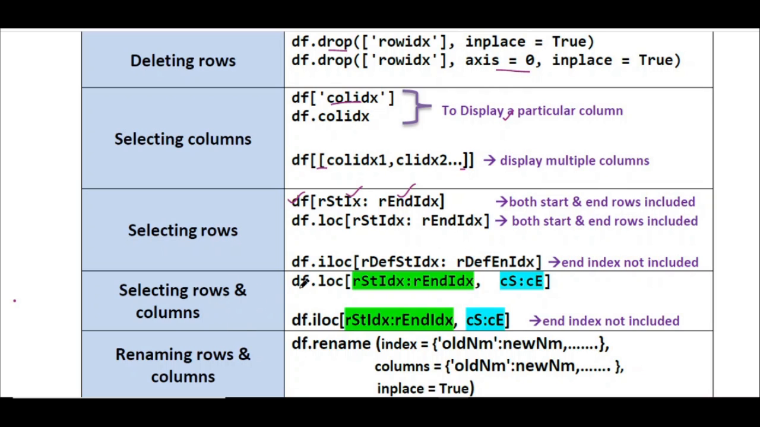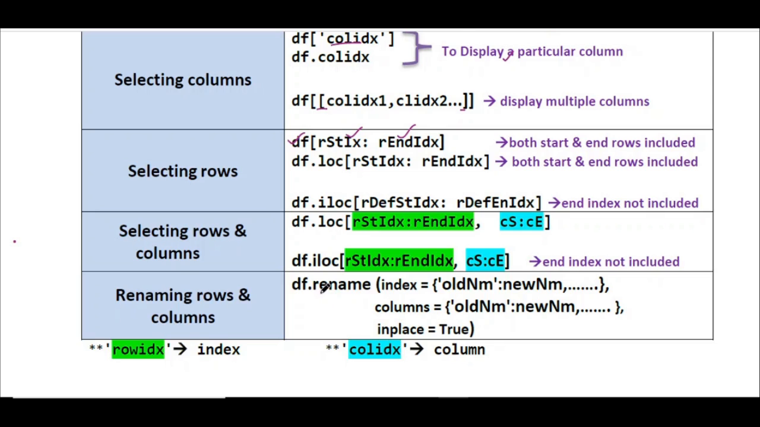Selecting rows and columns: df.loc, starting index of row, colon, ending index of row, comma, starting index of column, colon, ending index of column. And iloc can also be used here. Starting index, colon, ending index of row should be specified first, then comma, starting index of column and ending index of column is used. And the next method is rename.